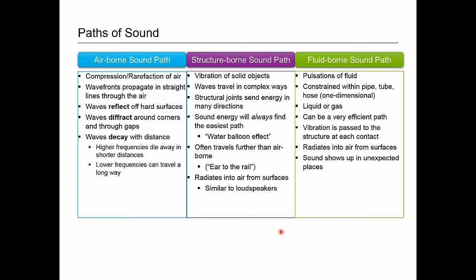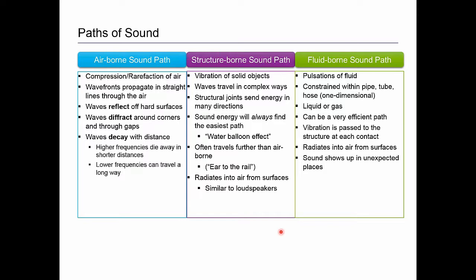It often can travel further and more efficiently than by the airborne path. And this is the old example of putting your ear to a train rail. You can hear the train coming from miles away through the rail, whereas standing in the air, you might not be able to hear it until it's within a few hundred meters of you. Structure-borne sound or vibration then radiates into the air from surfaces in a manner similar to loudspeakers, and that's how it becomes noise.